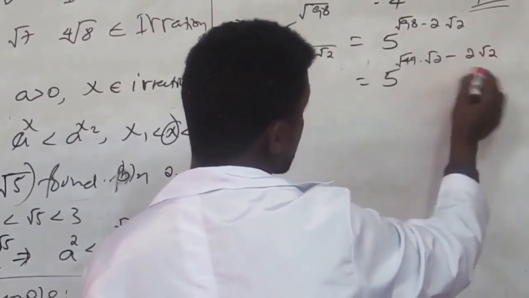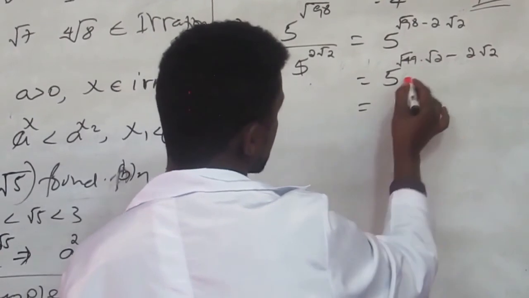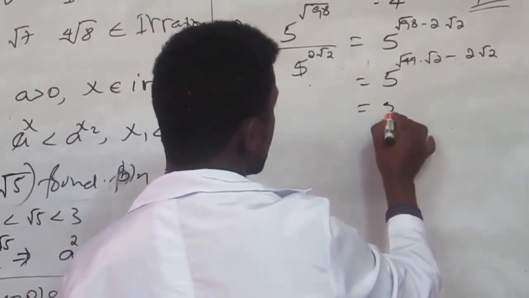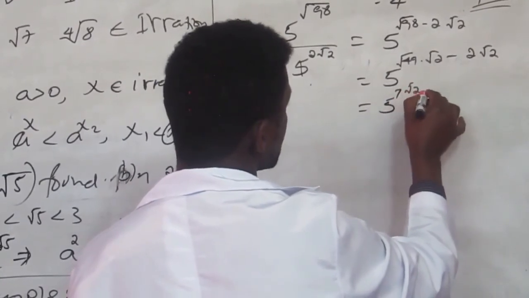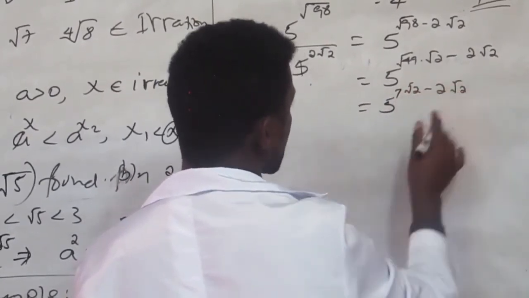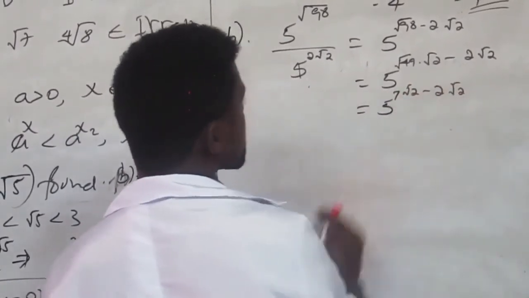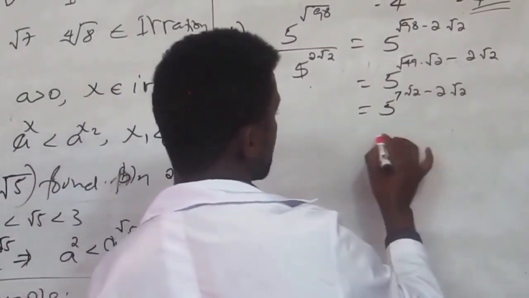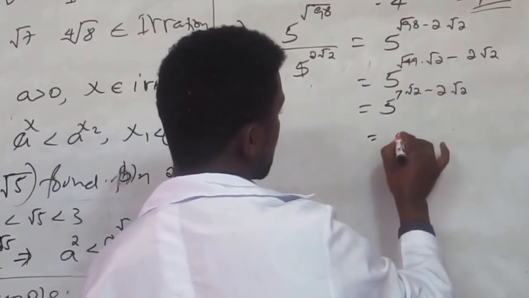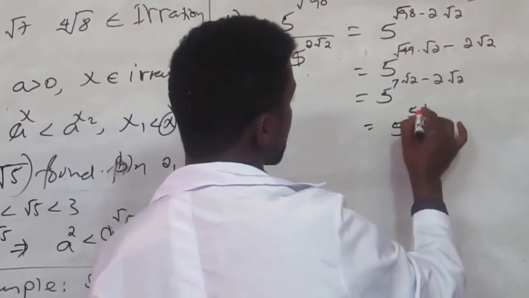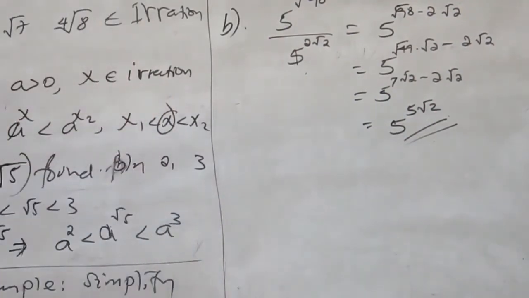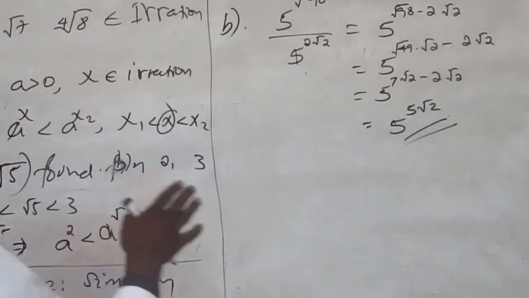This is the exponent for B, not the base. The radical of 49 is 7, so this is 5 to the power of 7 radical 2 minus 2 radical 2. Now we have changed the exponents to like radicals. So 7 minus 2 is 5. Finally it becomes 5 to the power of 5 radical 2. This is how we can simplify powers of irrational numbers.